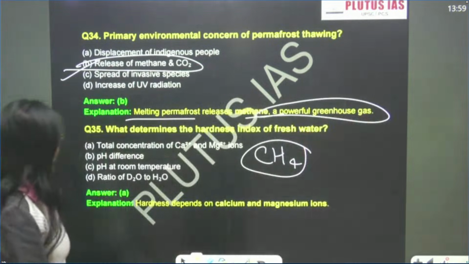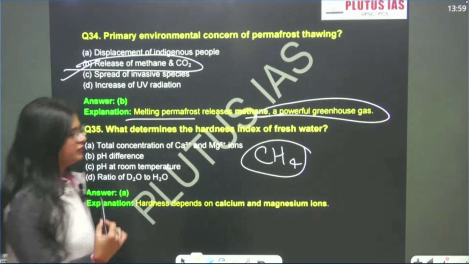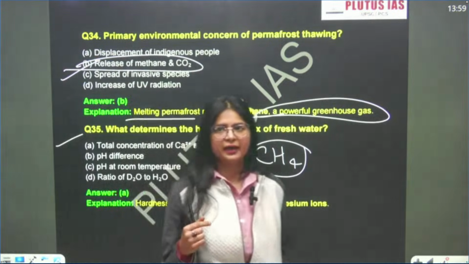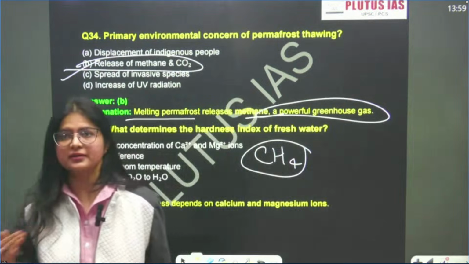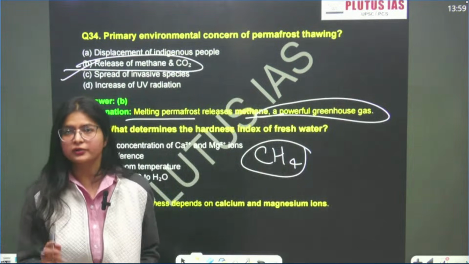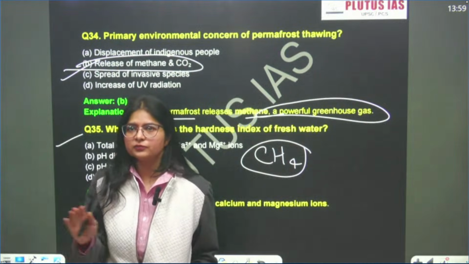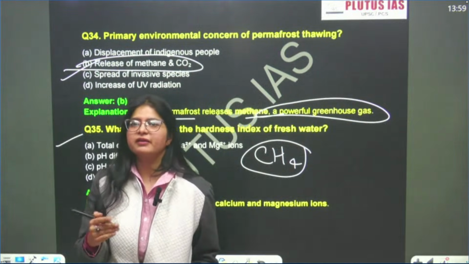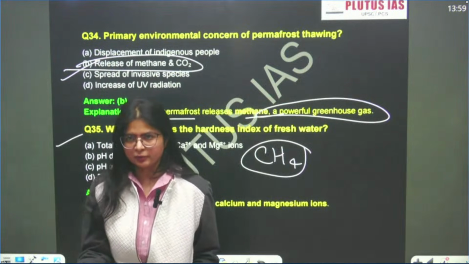Okay. Coming to the next question, what determines the hardness index of fresh water? Whenever you see fresh water, it will have different kinds of components. Fresh water, brackish water, saline water are all different forms of water, and you calculate the salinity of all of them through measurement. For example, 35 parts per million, in which category will you put them?